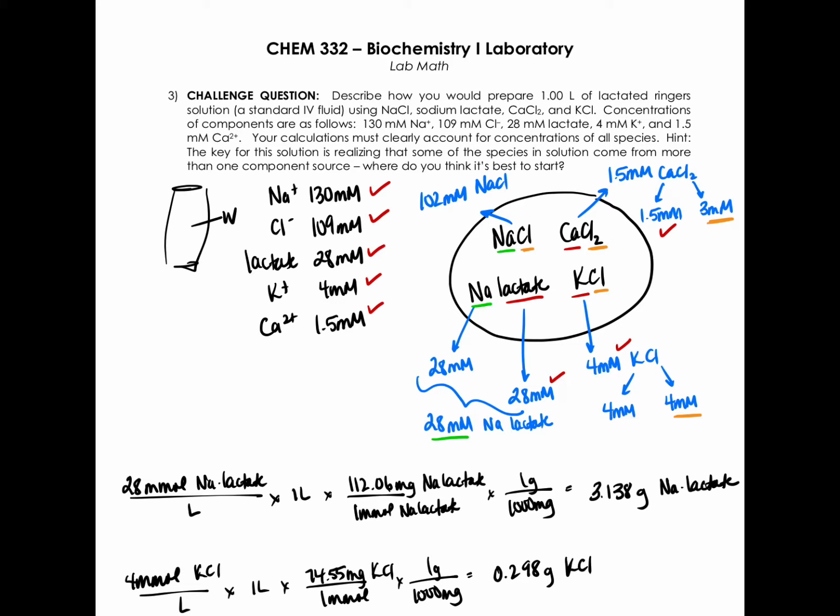The last part of the problem, clearly accounting for all concentrations of species in solution, we can see from this picture that we have here. You also could go through with these concentrations that you have here. Once we figure out this 102 millimolar, then you could figure out the different sources for your chloride and for your sodium ions.